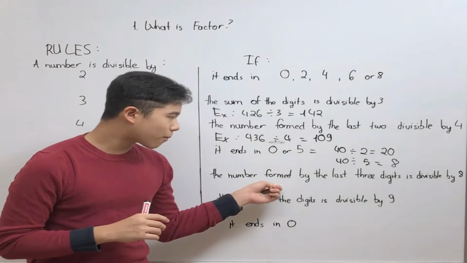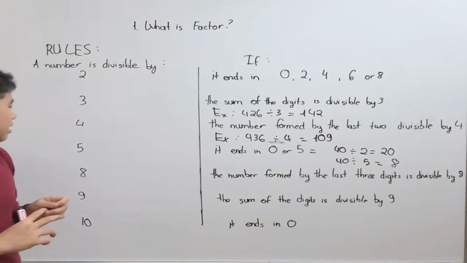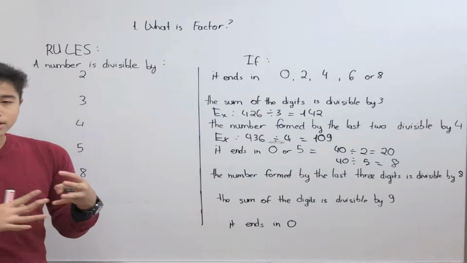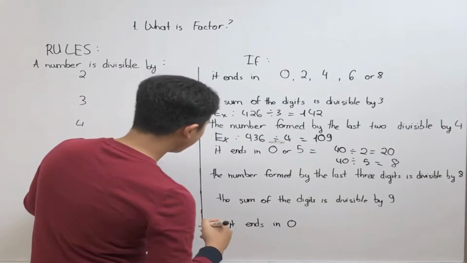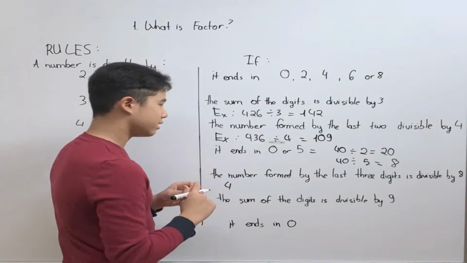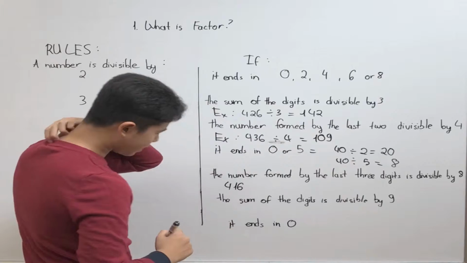The number formed by the last 3 digits is divisible by 8. So the last 3 digits this time is a little bit bigger. But let's see the number 416. Is it divisible by 8?